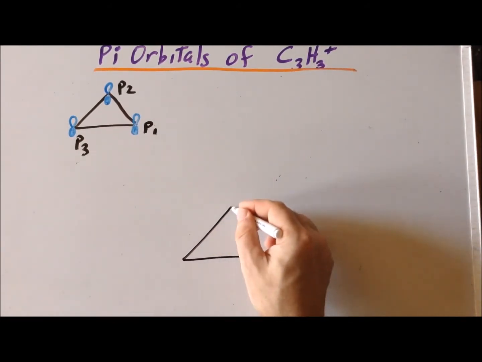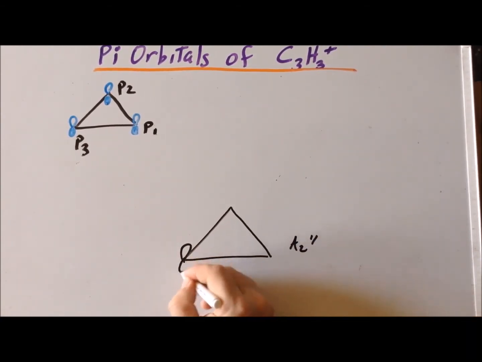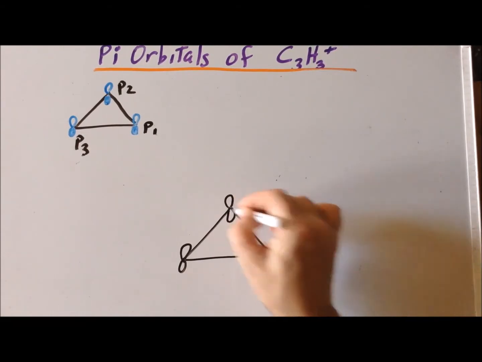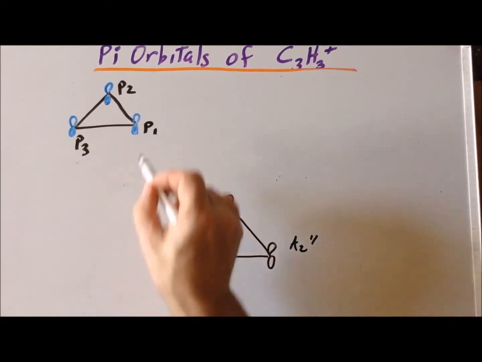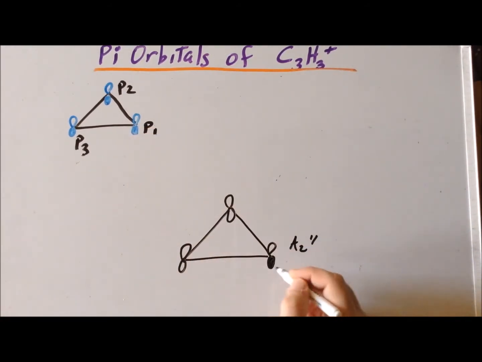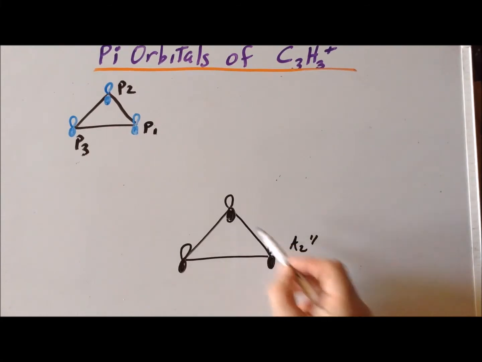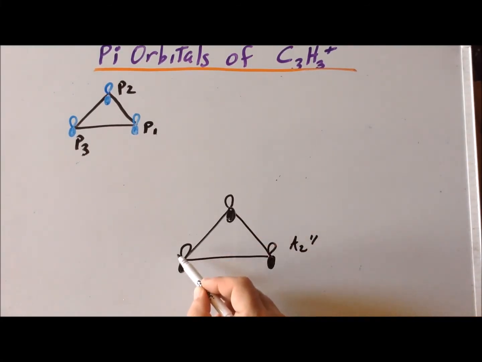So we know that we have an A2 double prime combination where we have P1 plus P2 plus P3. And the way that we represent this is since P1, P2, and P3 have all exactly the same sign, they're all positive, that means that they're all in phase. So along the top we have positive phase, positive phase, positive phase, so that's bonding. Along the bottom we have negative phase, they're all the same phase, so that's an all bonding combination. So this will be our lowest energy pi molecular orbital.